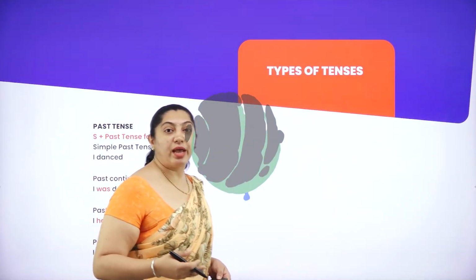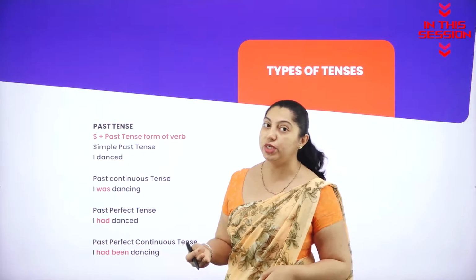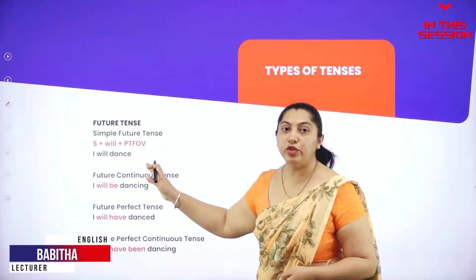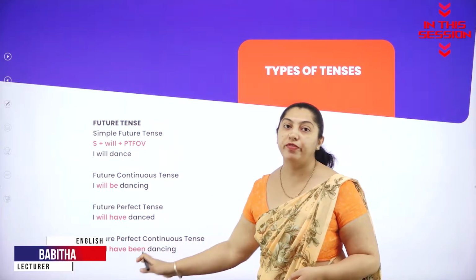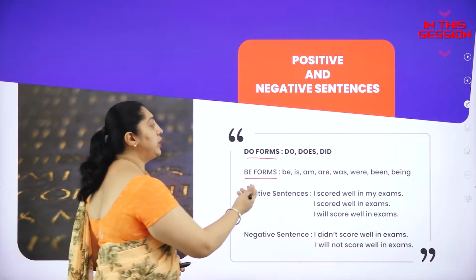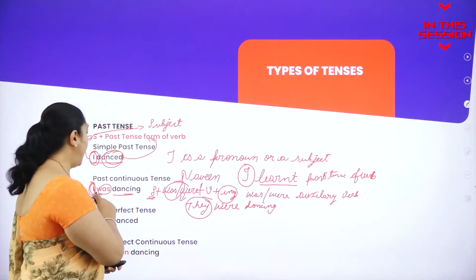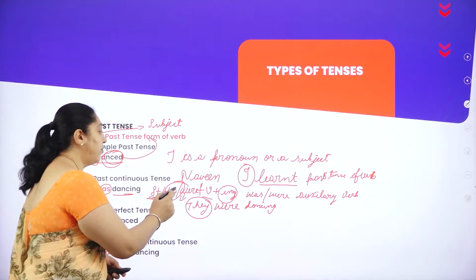So there are three types of tenses: present tense, past tense and future tense. Under future tense, again it is simple future, future continuous, future perfect continuous. Depending on the subject, we use the do forms, that is do, does and did. I was dancing. I is singular, so I use the auxiliary verb was here.